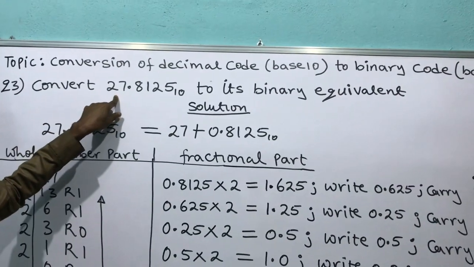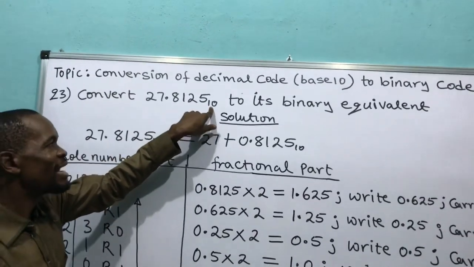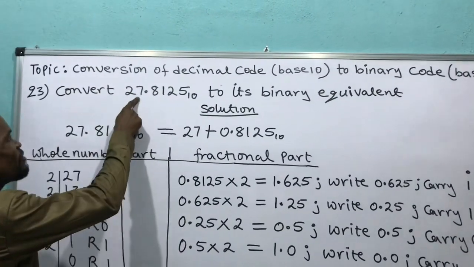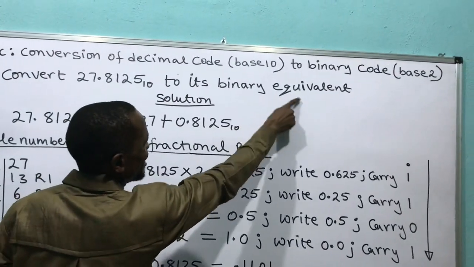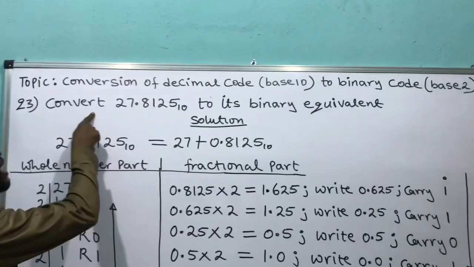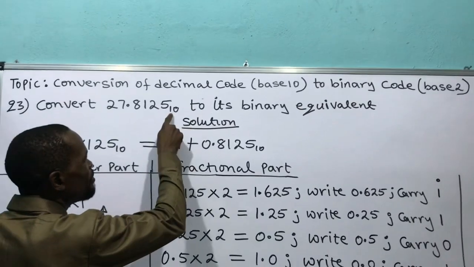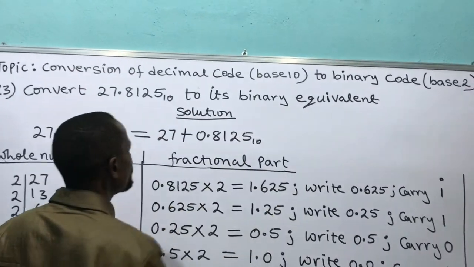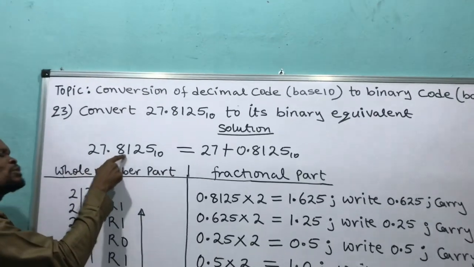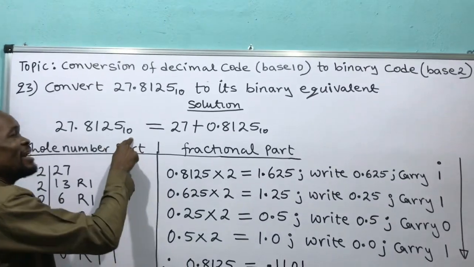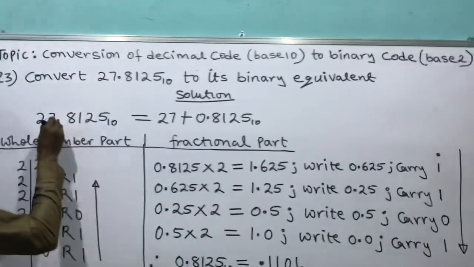Convert 27.8125 base 10 to its binary equivalent. They said convert 27.8125 base 10 to its binary equivalent. Solution. We remember that 27.8125 base 10 has 2 parts, the fractional part and the whole number part.